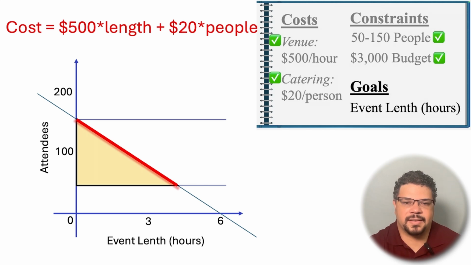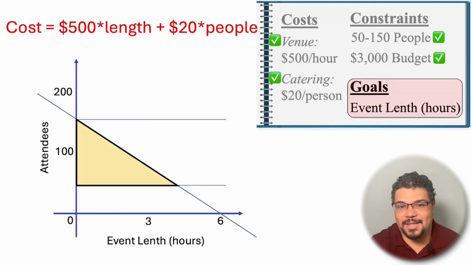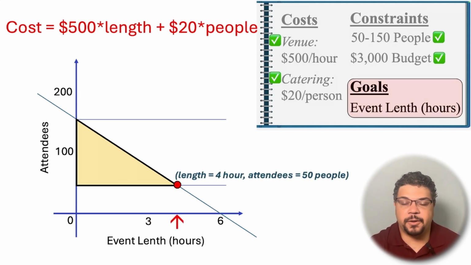We still need to find what point exactly maximizes our goal, in this case maximizing the length of the event. We can see from the feasibility triangle that the possible event lengths range from 0 hours to 4 hours. So that vertex at 4 hours and 50 attendees maximizes the event length, given our other constraints and budgets. It is the mathematically optimal solution to this problem.